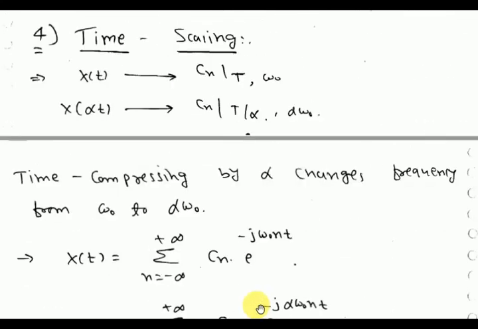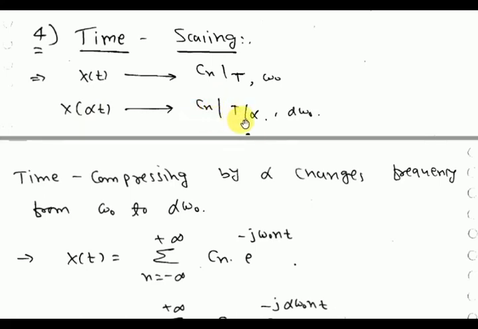Next property is time scaling. Signal x of t has Fourier series coefficient Cn with time period t and fundamental frequency omega naught, and x of alpha t will have the same Fourier series coefficient Cn.